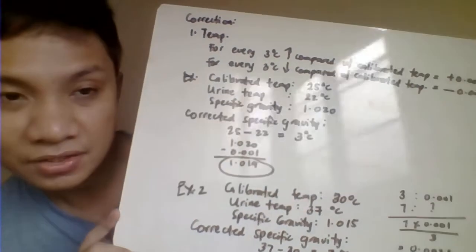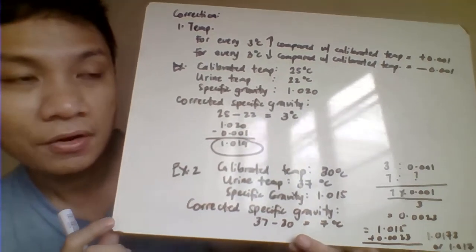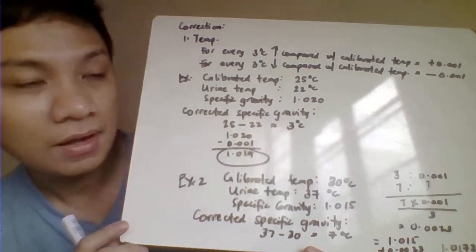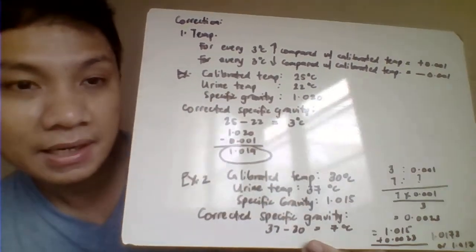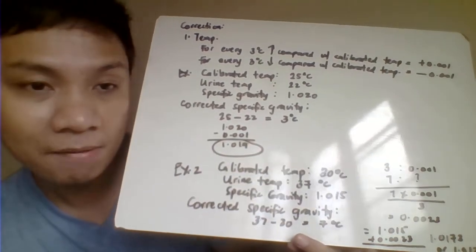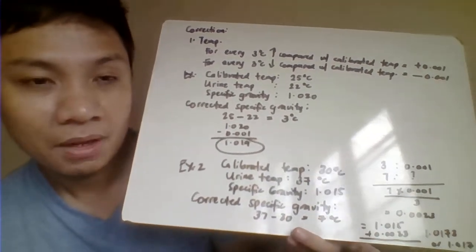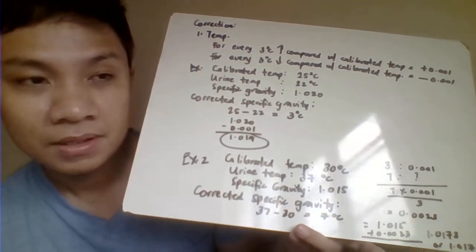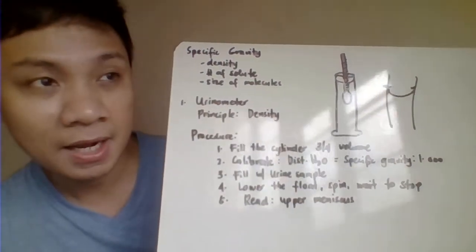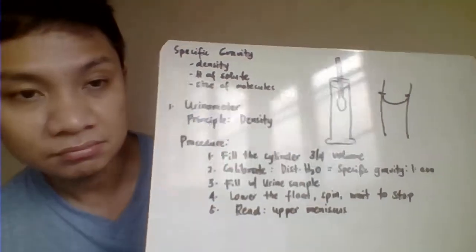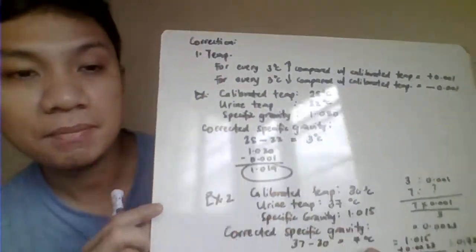Okay, then we have here correction. Ito ang medyo may computation tayo for this. First one is you need to correct here for the temperature. So correction for the temperature, ang rule natin for every 3 degrees Celsius increase or higher temperature of the urine sample compared with your calibrated na temperature ng ating instrument. Saan mo makikita ang calibrated na temperature ng instrument natin? So kada urinometer may lagay dyan na calibrated na temperature. Nakamark naman siya.